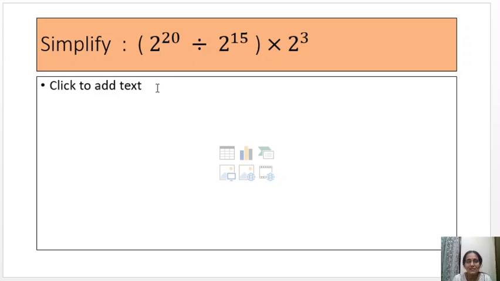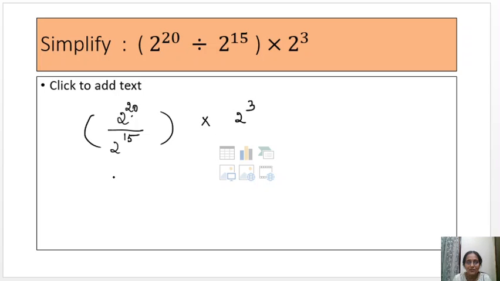Let us simplify this sum. 2 power 20 divided by 2 power 15 into 2 power 3. We have to, you know BODMAS rule. Whatever inside the bracket, you have to get the answer for the bracket first. It is 2 power 20 divided by 2 power 15, let me write as fraction. You need not write also. And you have to multiply with 2 power 3.